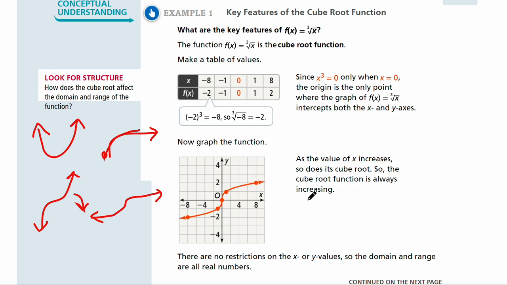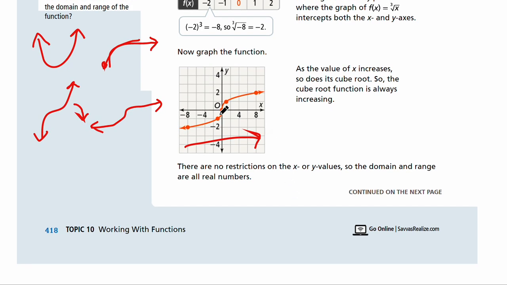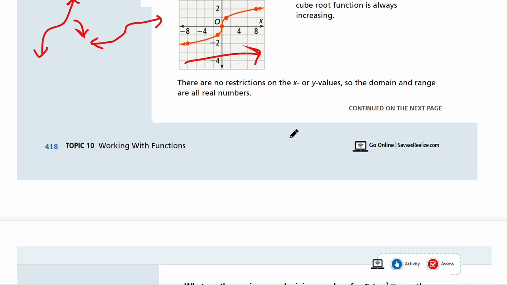All right, so as the value of x increases, so does the cube root. So from left to right, it is always increasing. It is always going up. However, the rate of increase is going to be different, right? So domain and range would be all real numbers for both.